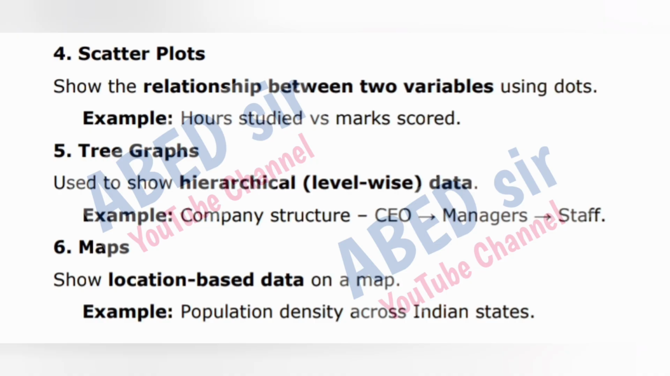5. Tree graphs. Used to show hierarchical, level-wise data. Example, company structure, CEO, managers, staff. 6. Maps. Show location-based data on a map. Example, population density across Indian states.